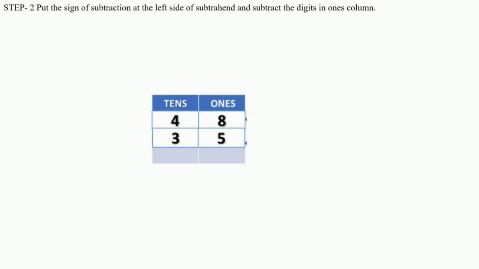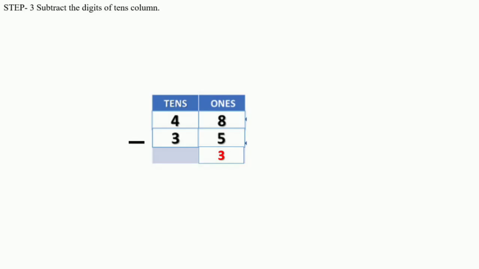Step 2. Put the sign of subtraction at the left side of subtrahend and subtract the digits in ones column. So in ones column it is written 8 minus 5. If we subtract 8 minus 5, what do we get? We get 3. So in answer means in the ones column we will write 3. Step 3. Subtract the digits of tens column. Means 4 minus 3 is equal to what? Yes, 1. So write 1 below the tens column. So we get difference of 48 minus 35 is equal to 13.